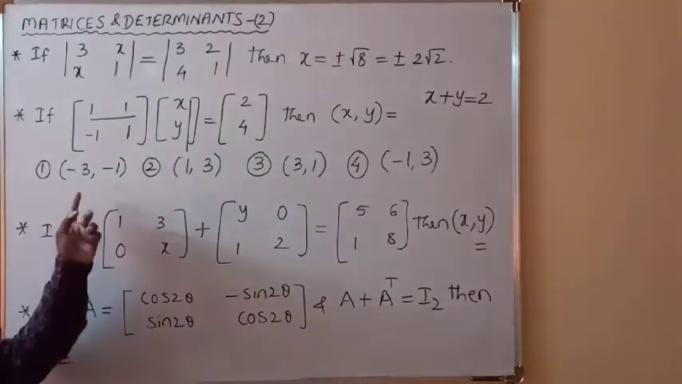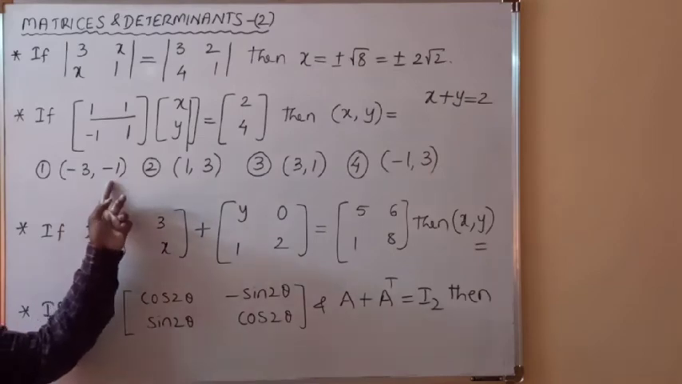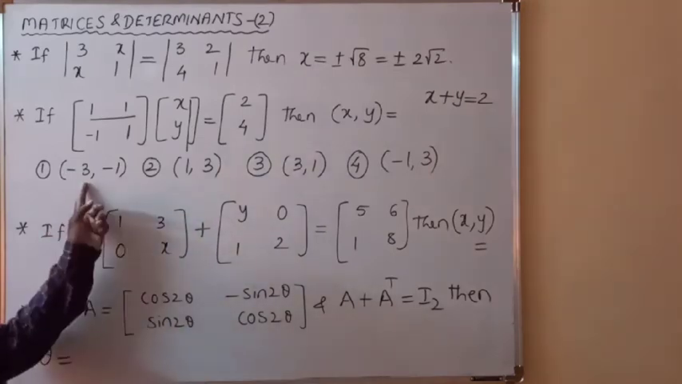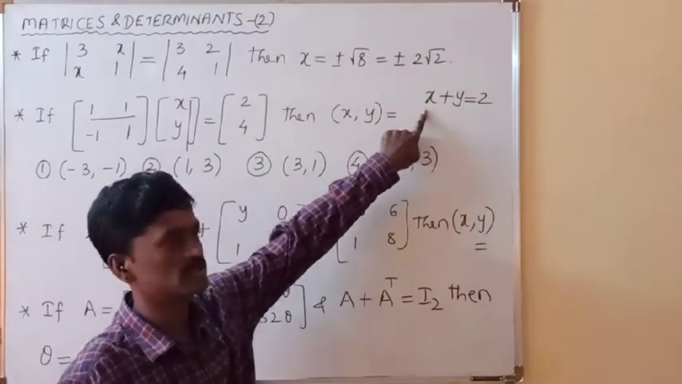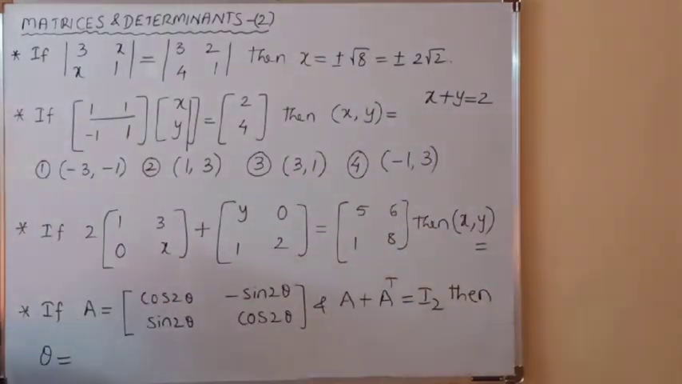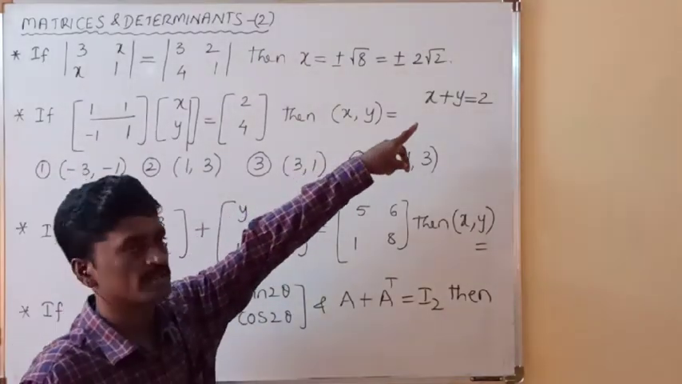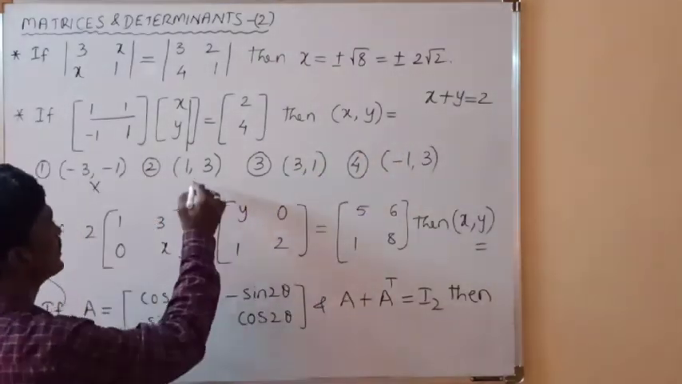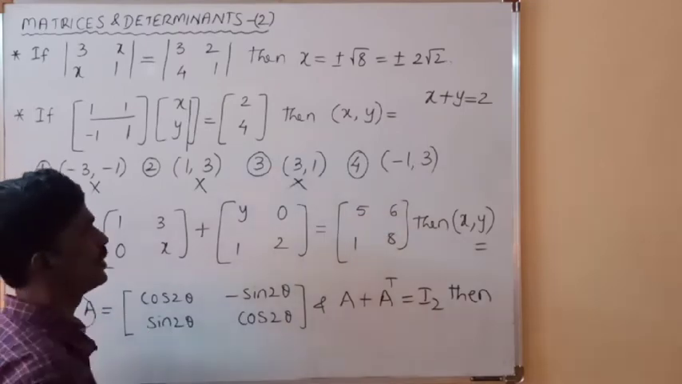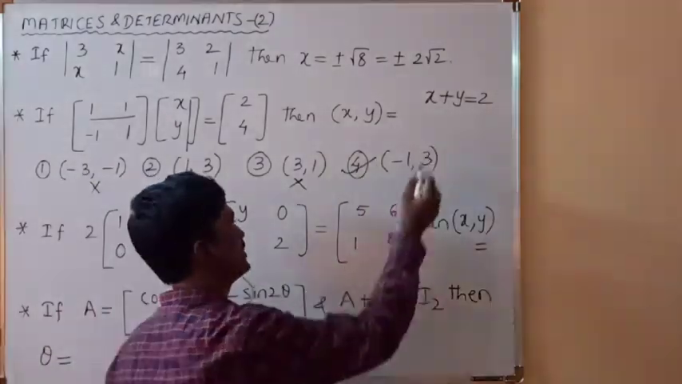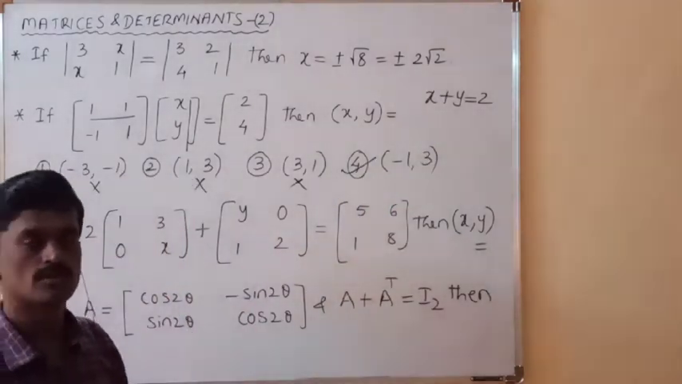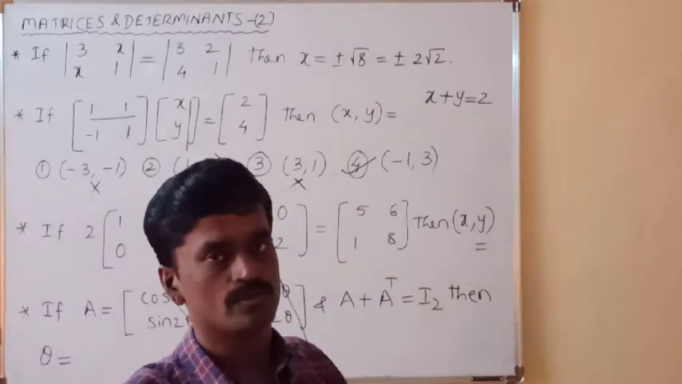Here this is the x value, this is the y value. Whether this x and y value satisfy the equation x plus y is equal to 2? No, so the first option is wrong. Similarly, if you take x value 1, y value 3, does it satisfy the equation? No. This is also wrong and this is also wrong. And this is the only option satisfying the equation, so no need to calculate the second equation.